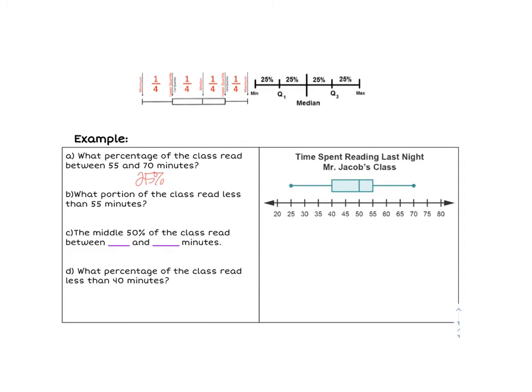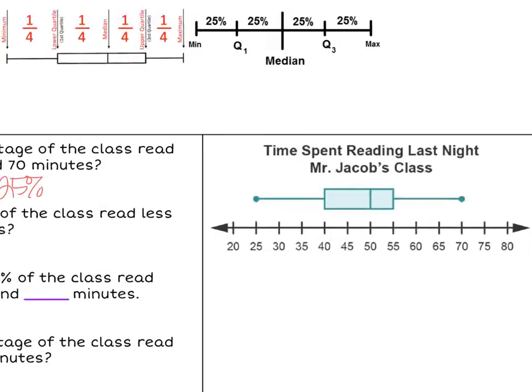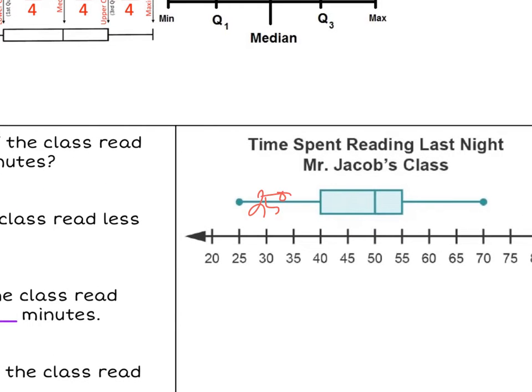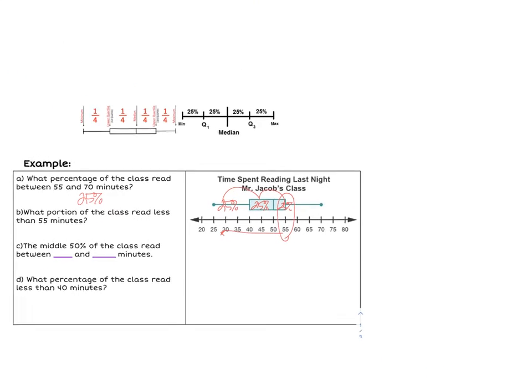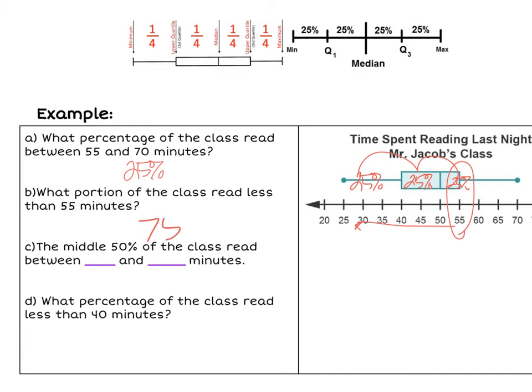Part B says what portion of the class reads less than 55 minutes? So if we find 55 minutes on our box plot right here, this would be 25%. This is also less than 55, so that would be 25%, and then this is also 25%. So each one of these sections is 25%, and less than 55 minutes, that would be 25, 50, that would be 75% of the class.